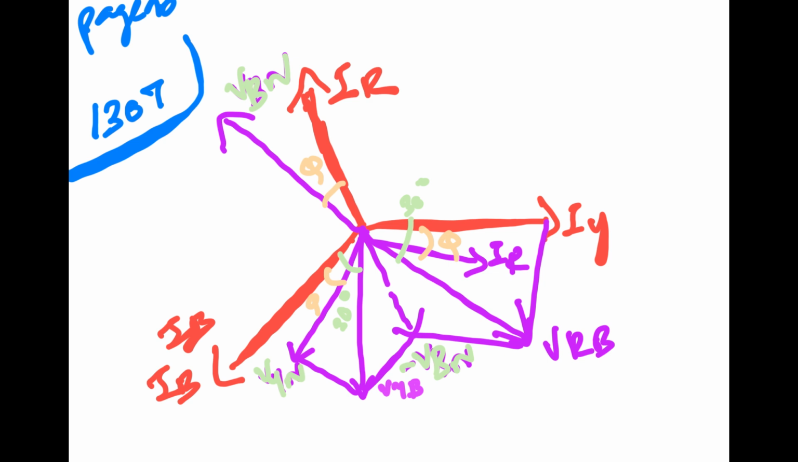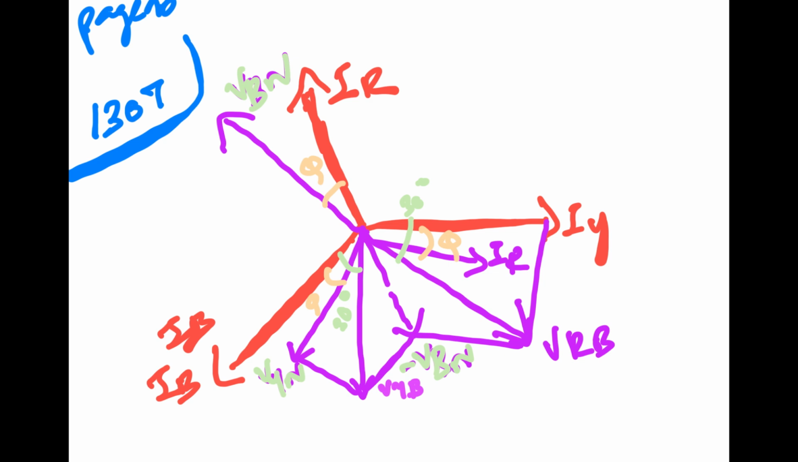WR plus WY is root 3 VL IL cos phi. That is, WR is VL IL cos (30 degrees minus phi), the higher reading. WY is VL IL cos (30 degrees plus phi), the lower reading. WR plus WY is root 3 VL IL cos phi. WR minus WY is VL IL sin phi.